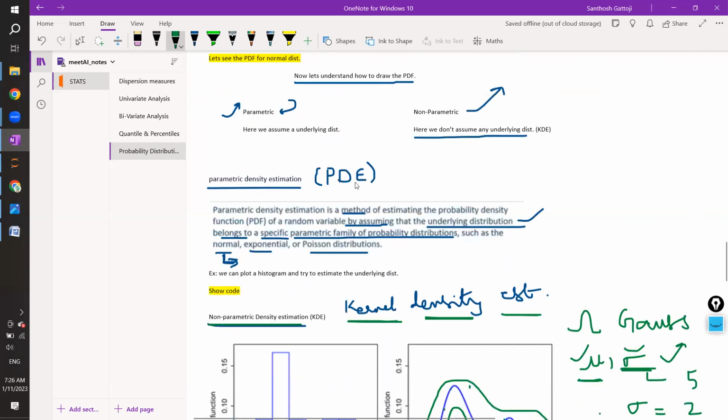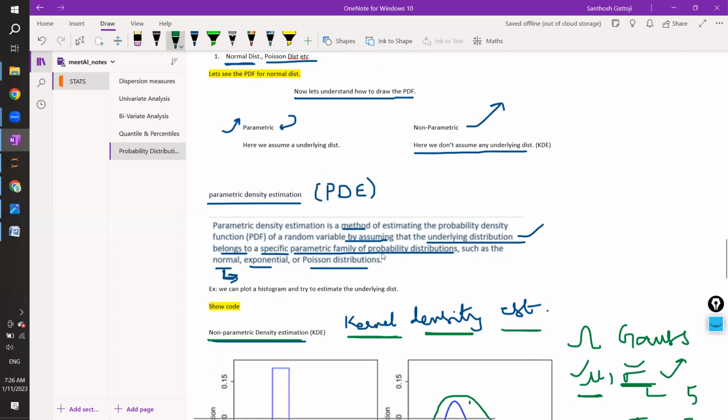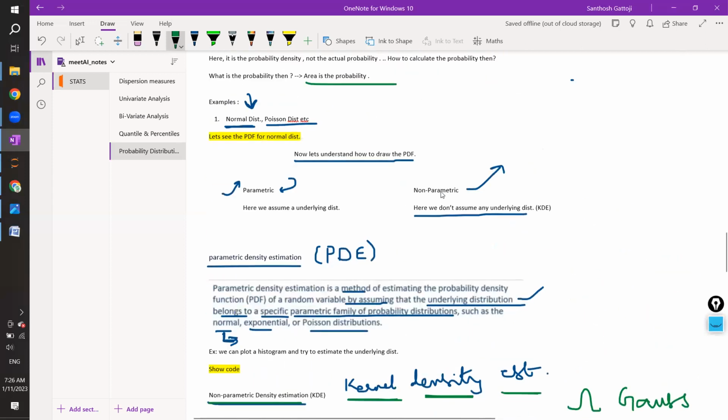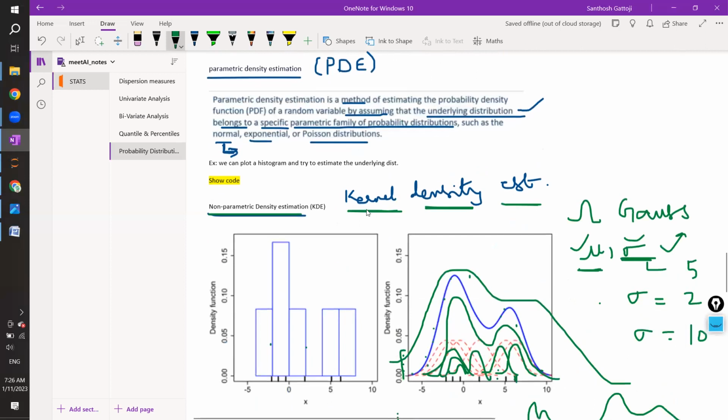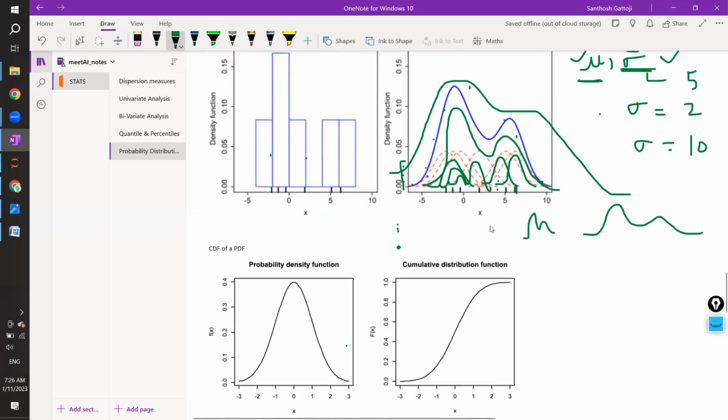Fine, so after that, if you want to draw a PDF, we have seen the two ways: one is parametric and the other non-parametric. In parametric, we assume there is an underlying distribution, could be following some famous distribution, and we try to use all those formulas. But in some cases you cannot do that, and that gives us the non-parametric approach, where we use kernel density estimation and try to draw the graph around each point. I hope we are good till this point.